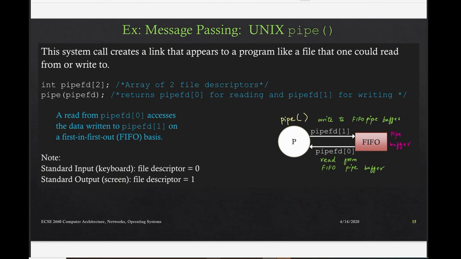Next, a read from pipe FD0 accesses the data written to pipe FD1. So whatever you write to pipe FD1 can be read from pipe FD0. Those are your file descriptor identifiers. And we are doing this on a first in first out basis. When we put a child or a consumer into this conversation, we'll see what could go wrong if the communication is not first in first out.